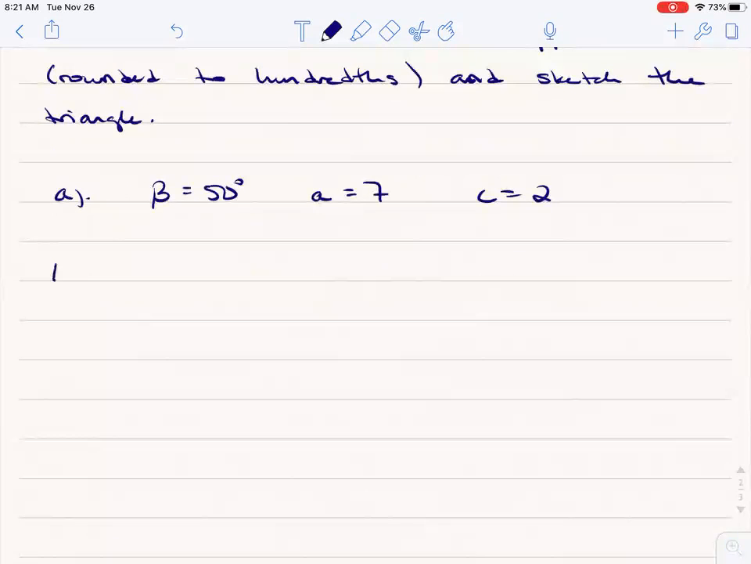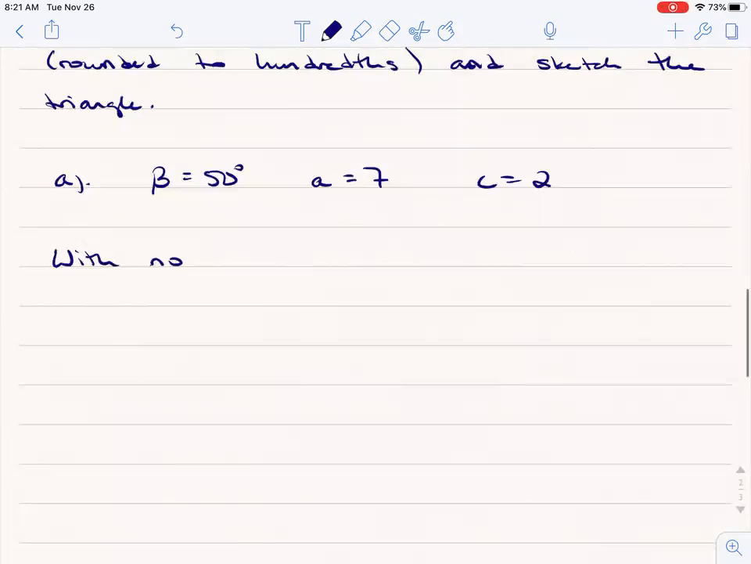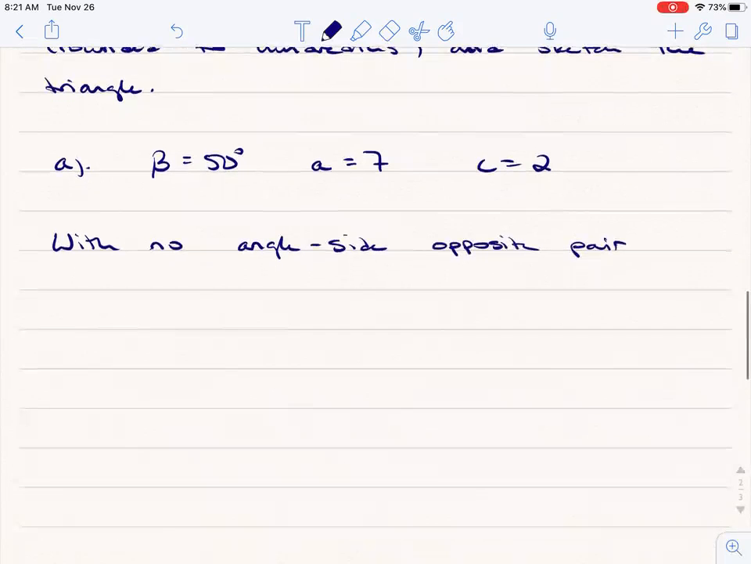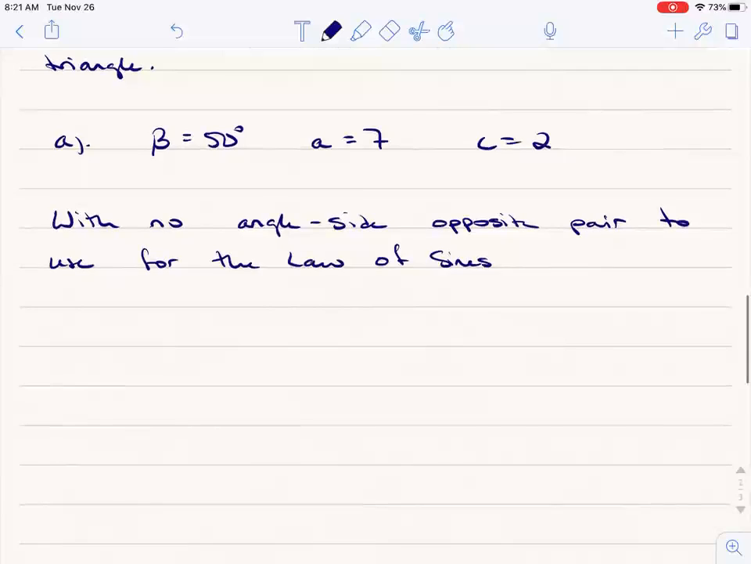So with no angle side opposite pair to use for the law of sines, we apply the law of cosines.